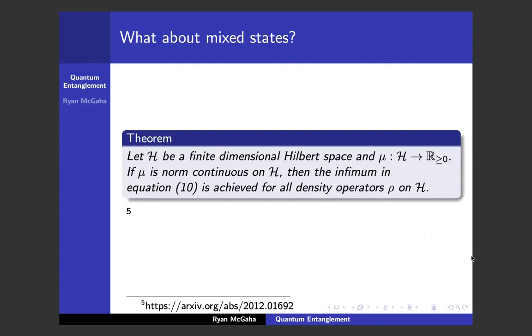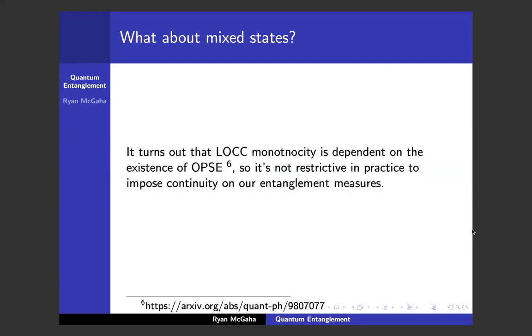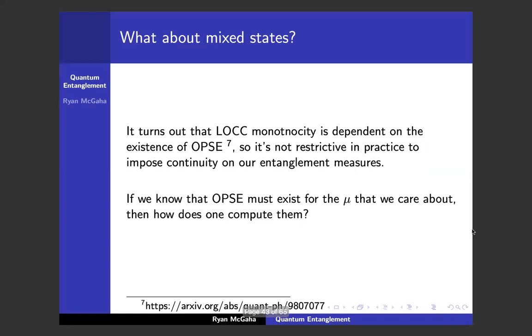But you might ask, is continuity too big of an assumption for our states? Well, it turns out that LOCC monotonicity is dependent on the existence of these optimal pure state ensembles. So it's not restrictive in practice to impose continuity on our entanglement measures, because the ones we already use, for instance the entanglement entropy or the Meyer-Wallach, are already continuous. All right, so we know that the optimal pure state ensembles must exist for any of the mu that we care about. So how do you compute them? That sounds kind of like a challenge because we're minimizing over a really complicated set, right?